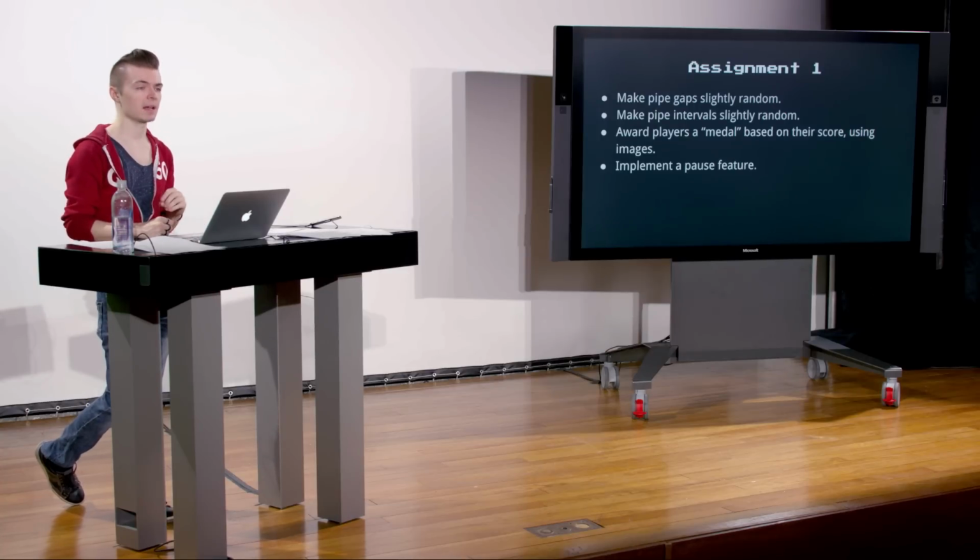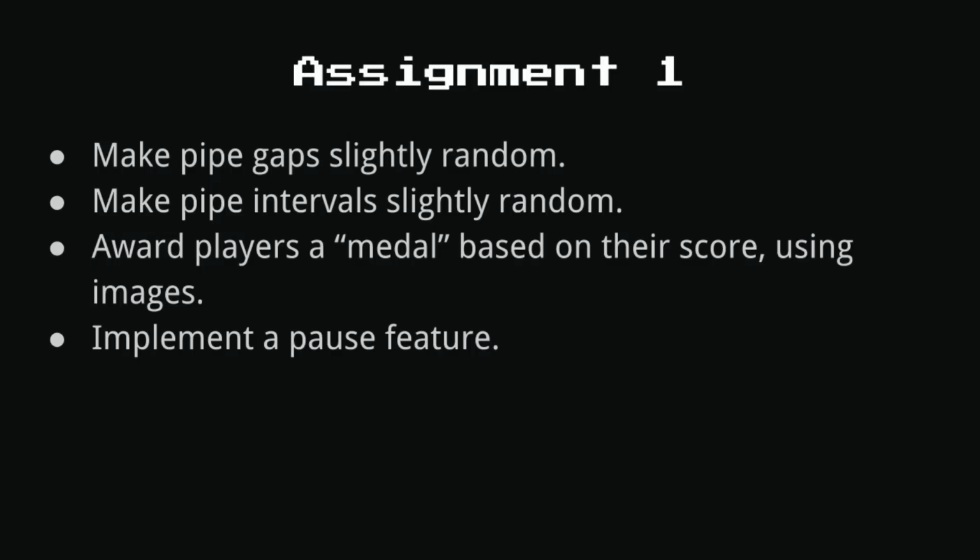The second assignment, assignment 1, is going to be a little bit more complicated than last week's, but still fairly doable. Make pipe gaps slightly random being the first component of this. Before, pipe gap was set to a constant value, so maybe make it some sort of random value. Pipe intervals as well, so we're spawning every 2 seconds. Maybe we want to change that up, make pipes spawn a little more sporadically.